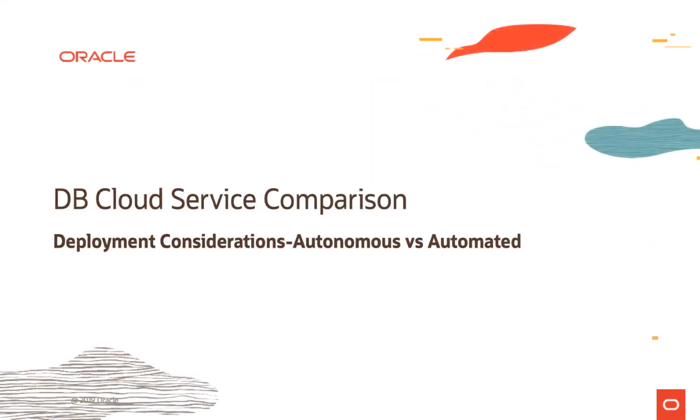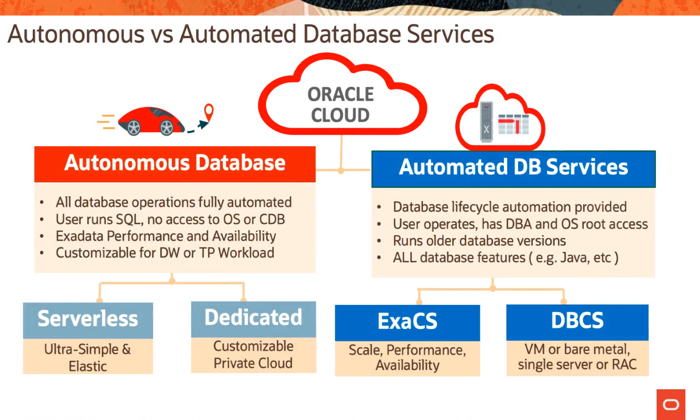So now moving to the DB cloud service comparison, and we'll talk about various deployment considerations between autonomous versus automated. Automated is where we have provided a lot of things in an automated fashion through scripts or tooling, but you have no machine learning or AI. So we'll talk about them in much more detail.